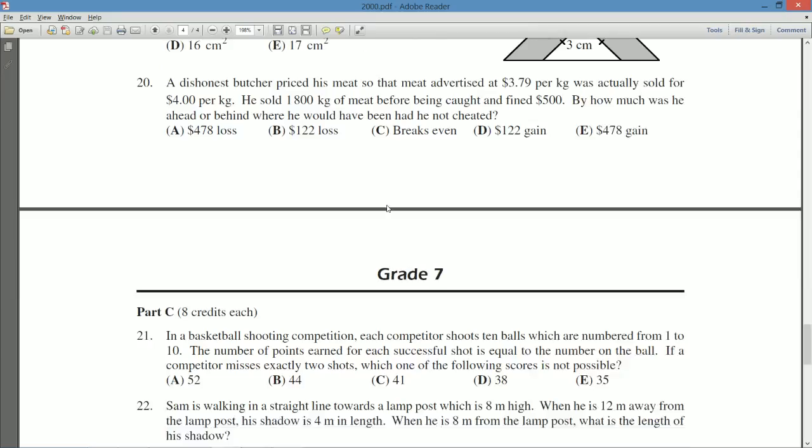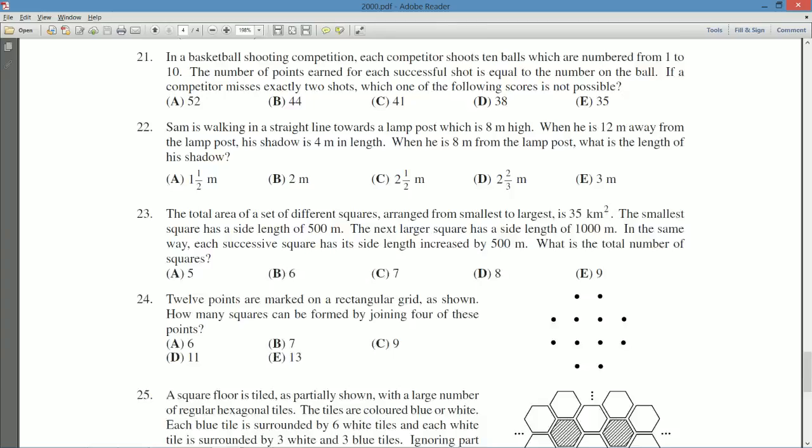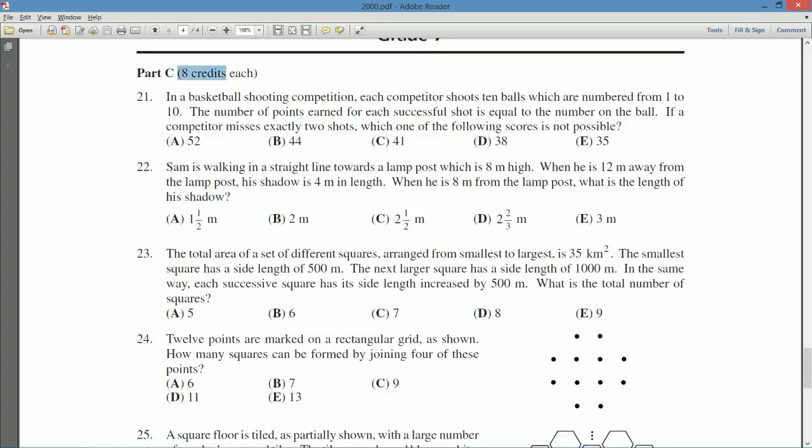And that concludes part B. And we're going to be moving on to part C, where the questions are worth 8 marks each.